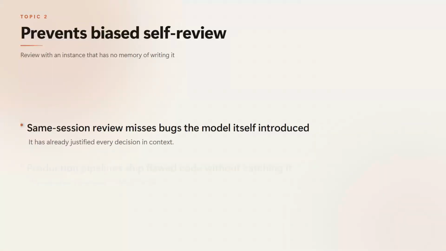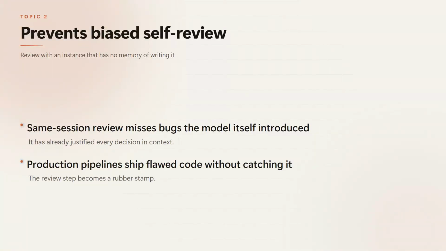Without an independent review instance, your pipeline has a blind spot. The same session that generated code will defend it, missing bugs that a fresh pair of eyes would catch. In production, this means flawed migration scripts, insecure configurations, or broken logic ship because the review step is a rubber stamp. The cost is not just the bug itself, it is the false confidence that a review happened. You thought you had a safety net, but the net had a hole shaped exactly like the model's own reasoning. This is the failure that independent review prevents.